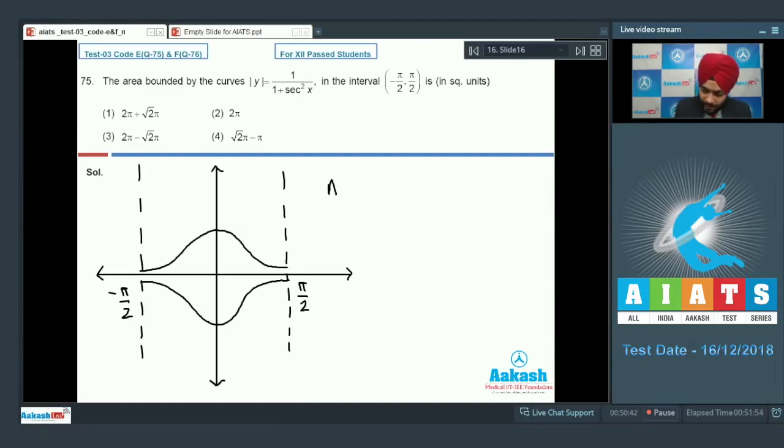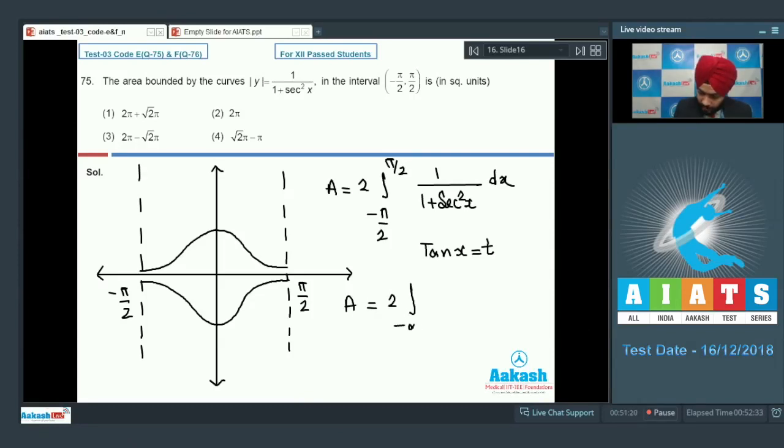I'll calculate the area. Area will be 2 times integral minus pi by 2 to pi by 2 upper curve. So 1 upon 1 plus secant square x. So put tan x equal to t, adjust the terms, you will get area as, so this integral will be converted to 2 times minus infinity to infinity. Secant square x dx is dt, so multiplying and dividing by secant square x, I'll get dt upon secant square x into secant square x plus 1, that is (tan square x plus 1) into (tan square x plus 2). So (t square plus 1) into (t square plus 2).